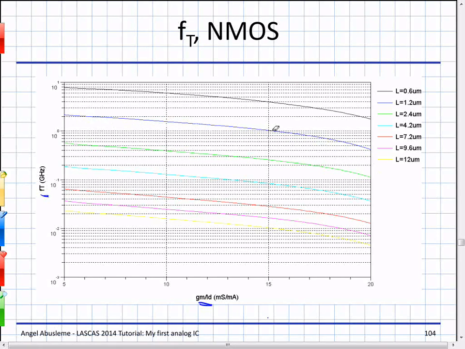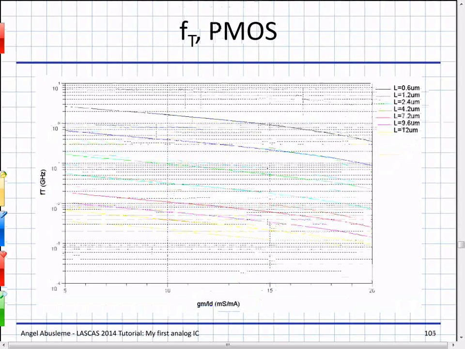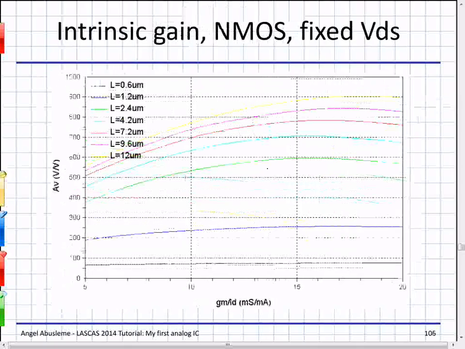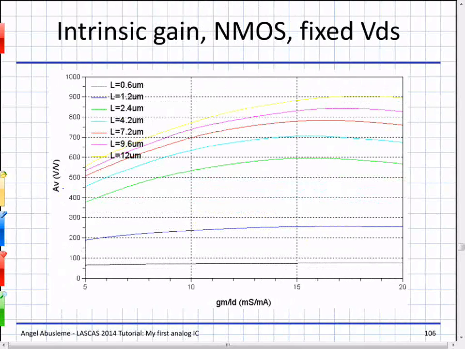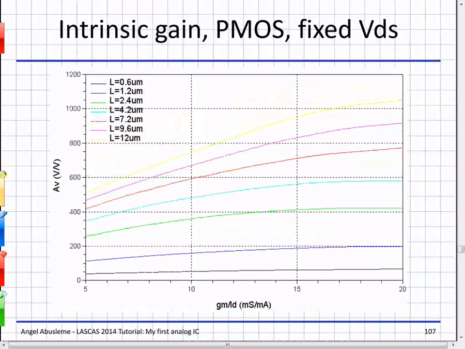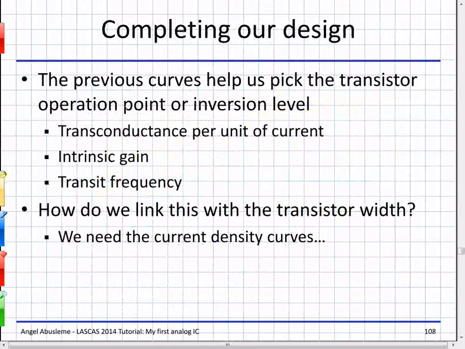For example, if I want ft to be 1 gigahertz, I will use a GM over ID of 15. And I can use this curve for any length I want. So I draw these curves for different transistor lengths, and then I use the one that's best suited for my design. I do the same for PMOS, and I do the same for intrinsic gain. So I draw intrinsic gain for different GM over ID, different lengths, and then I know what to expect from each transistor. I do the same for PMOS devices, and then I need to complete this design somehow.